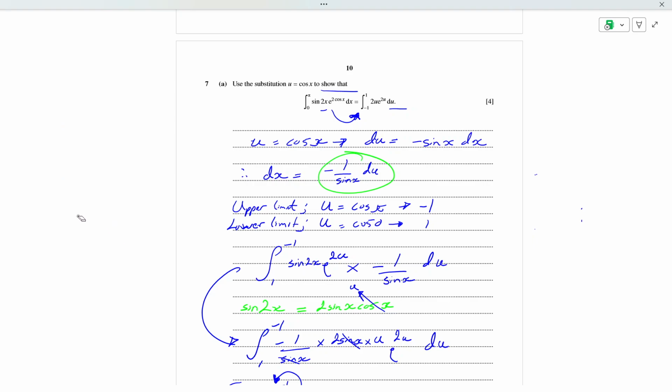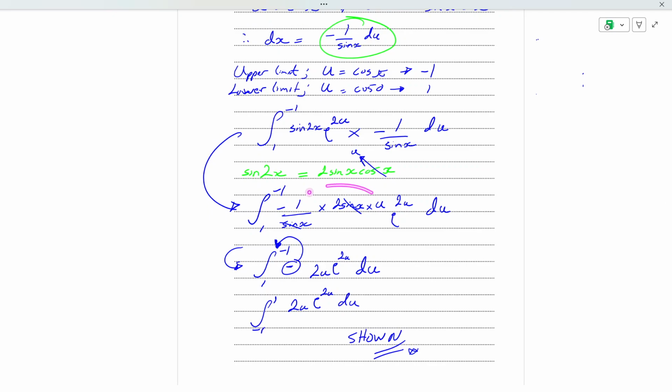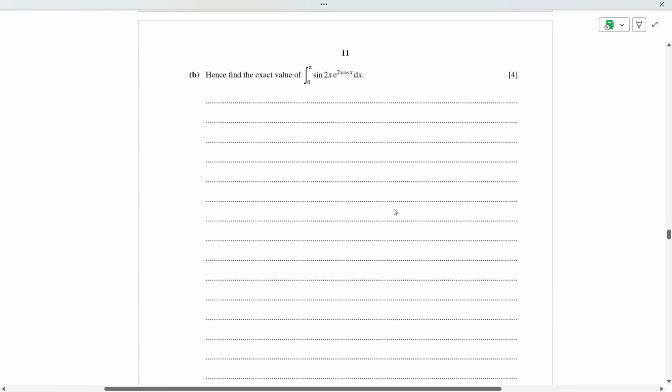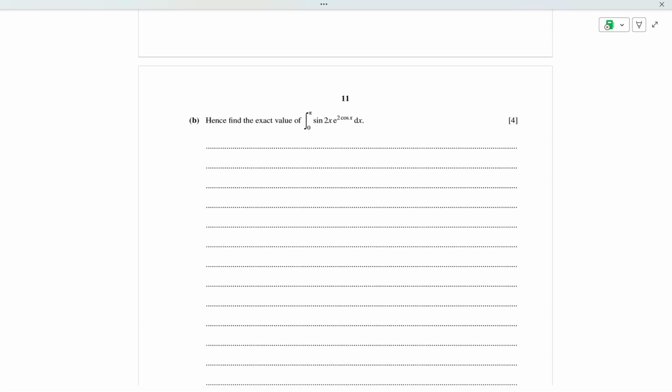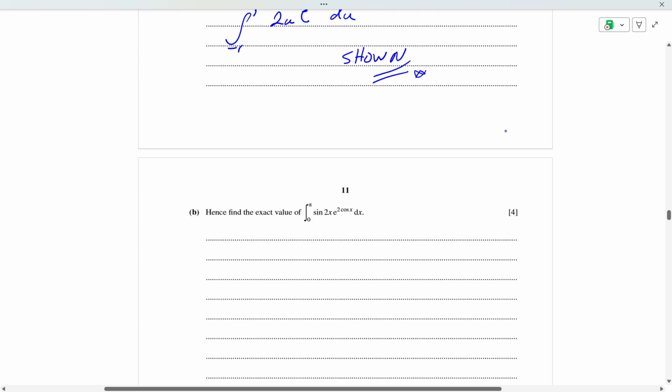Because if you forget that, you're going to be lost when you get to this part here, because now you want to know how to get rid of the sine x. All right. Then it says hence. Again, when it says hence, that means you're using the solution in the previous part. So in this case, the easier one to integrate would be the integral that we just formed, which is the integral from negative 1 to 1 of 2u e to the 2u du. That's what we want to do for this part.